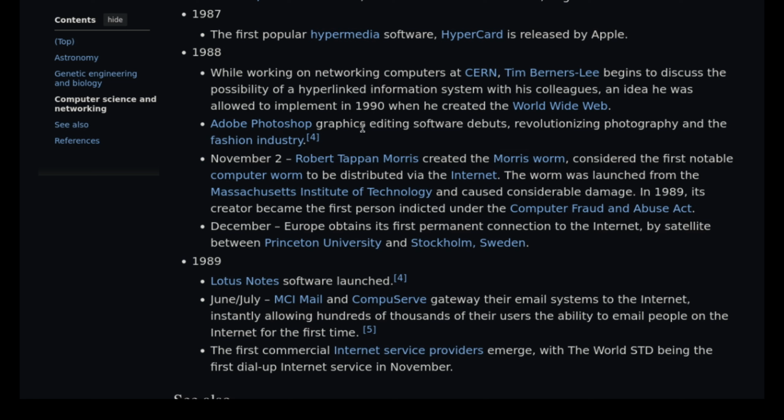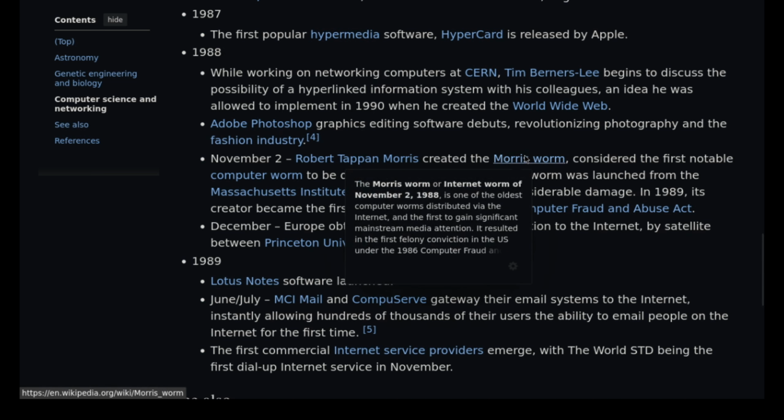November 2nd, Robert Tappan Morris created the Morris worm, considered the first notable computer worm to be distributed via the internet. The worm was launched from the Massachusetts Institute of Technology, MIT, and caused considerable damage. In 1989, its creator became the first person indicted under the Computer Fraud and Abuse Act. Wow. I will have to look this up later because I'm curious if the intent of the Morris worm was damage, and I'm curious what the damage might have been.